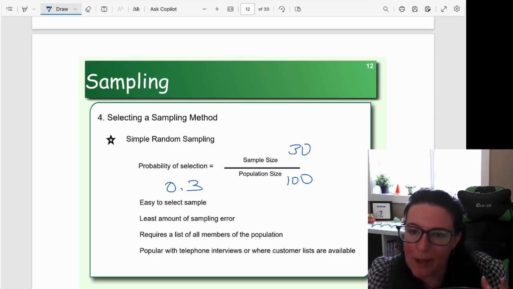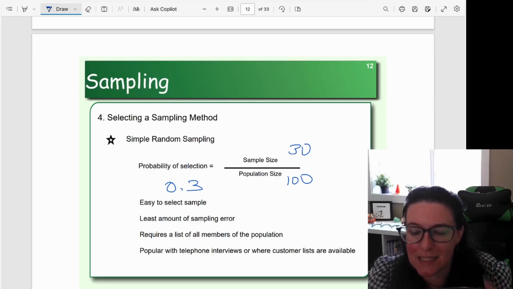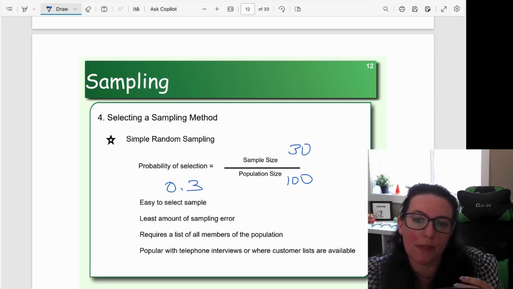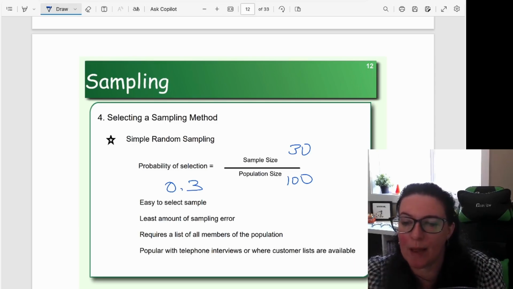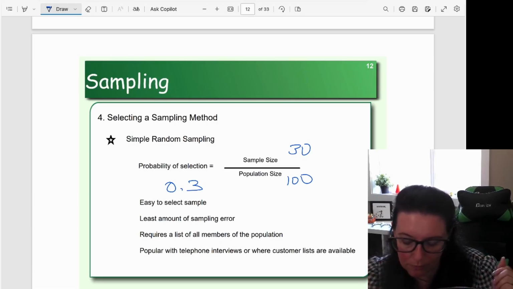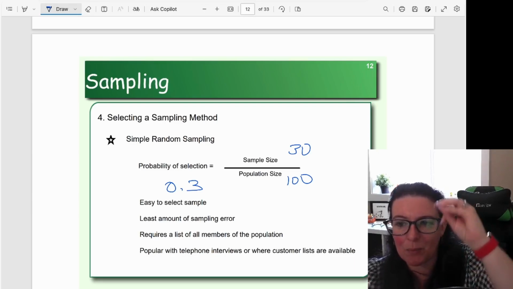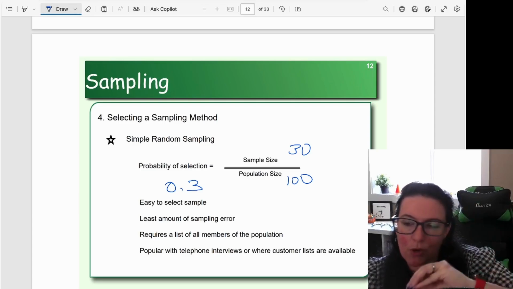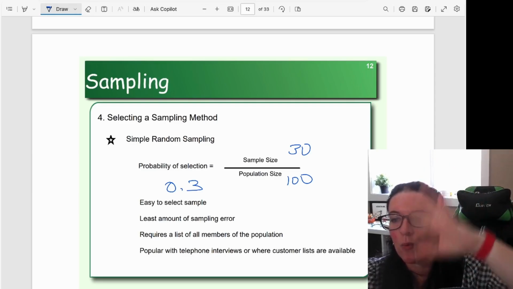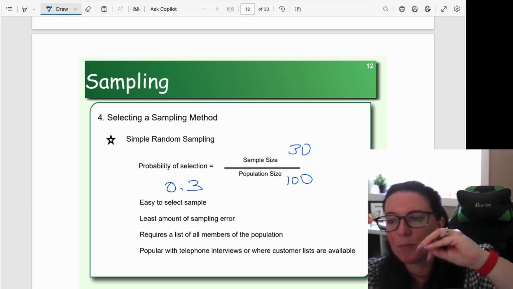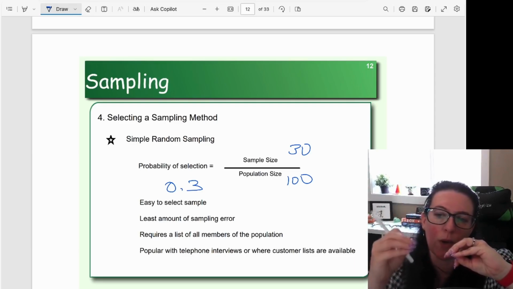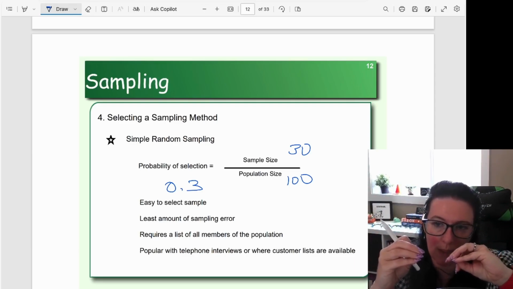The idea with the simple random sample is that it's easy to select a sample, and this method has the least amount of sampling error. Because everyone has an equal non-zero chance of being selected, assuming we shake up the bowl, it's going to have the least amount of sampling error. That is, the sample statistic, whether we're looking at proportions or averages, whatever summary we use for the sample, is going to be the closest to whatever we're using to summarize the population.